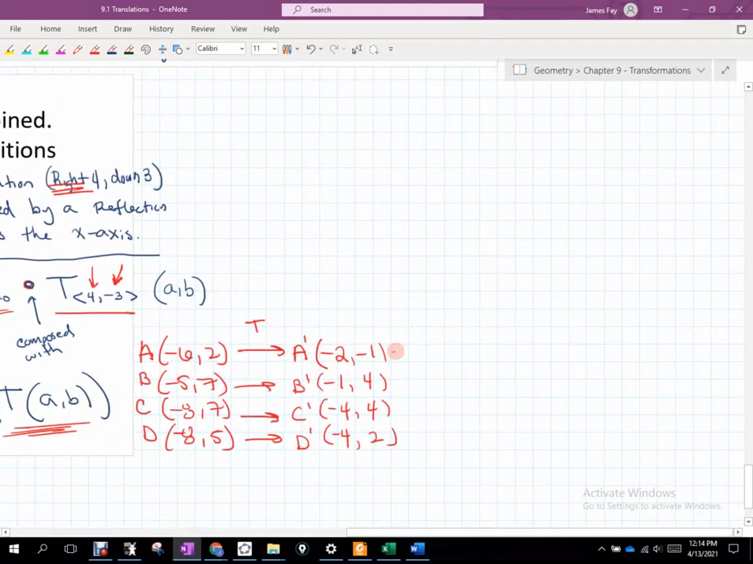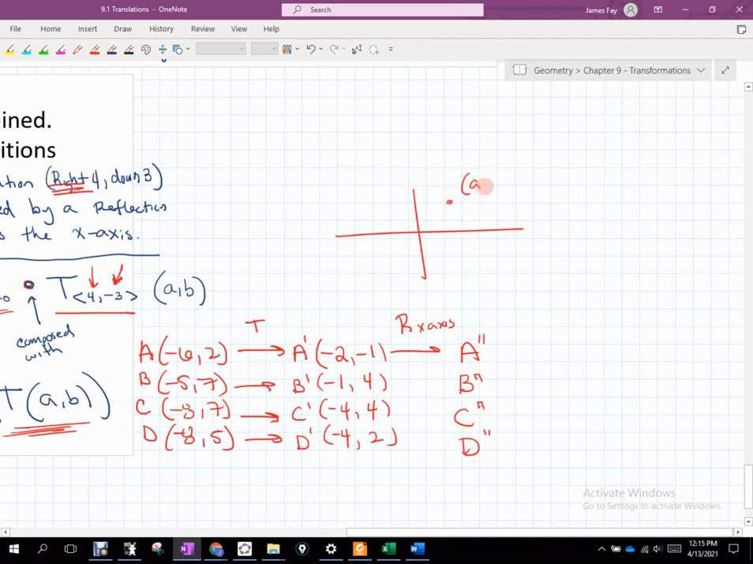All right, so if my reflection, and remember, we're going to reflect across the x-axis, I'm taking A prime and reflecting it. So I'm taking that red image that we had and reflecting it. That's going to give me A, what we call double prime. This will give me B double prime, C double prime, D double prime. And if you remember, if I reflect across the x-axis, if I have a point A comma B, it's going to turn into what?